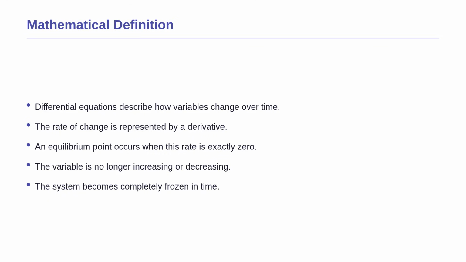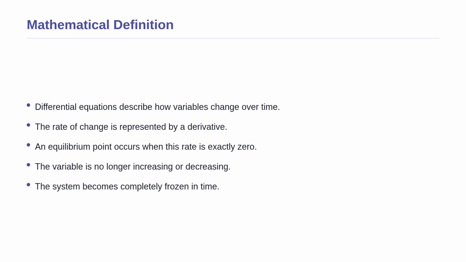An ordinary differential equation describes how a variable changes over time. This is usually written as a derivative. The expression on the right side of the equation tells us the exact rate of that change based on the current state. An equilibrium point is defined as a specific, constant value where this rate of change is exactly zero.